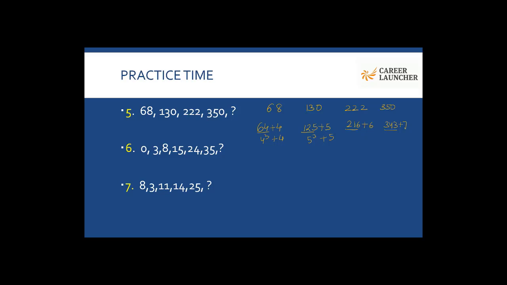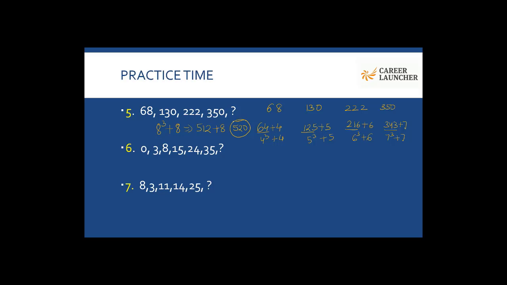222 is 6 cube plus 6. 350 is 7 cube plus 7. So the next number in this series should be 8 cube plus 8, and that should be 512 plus 8, which should take us to 520.